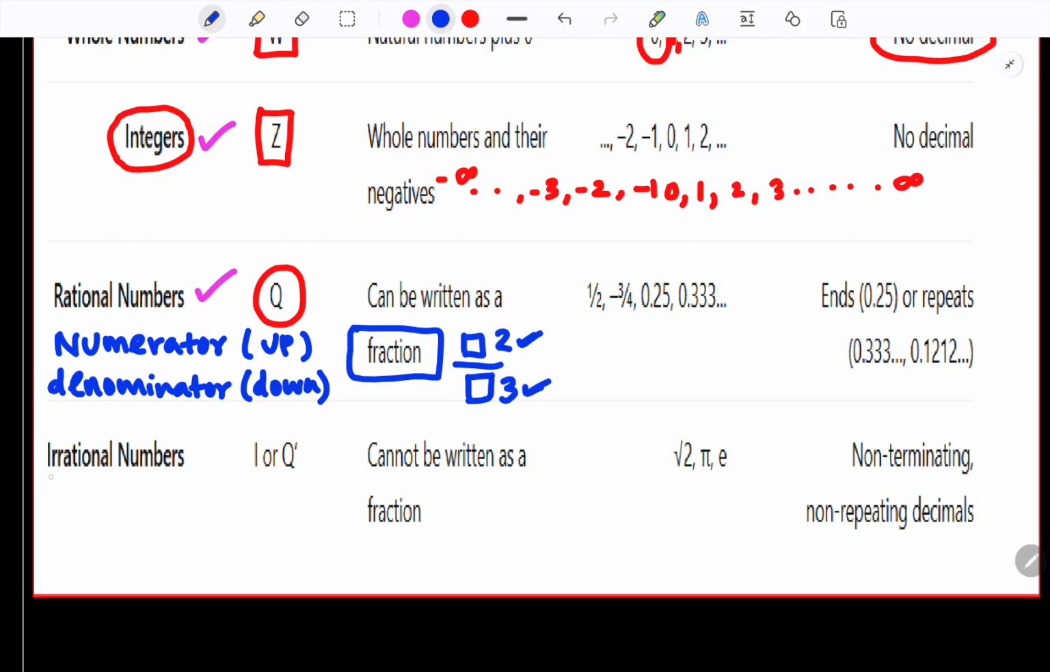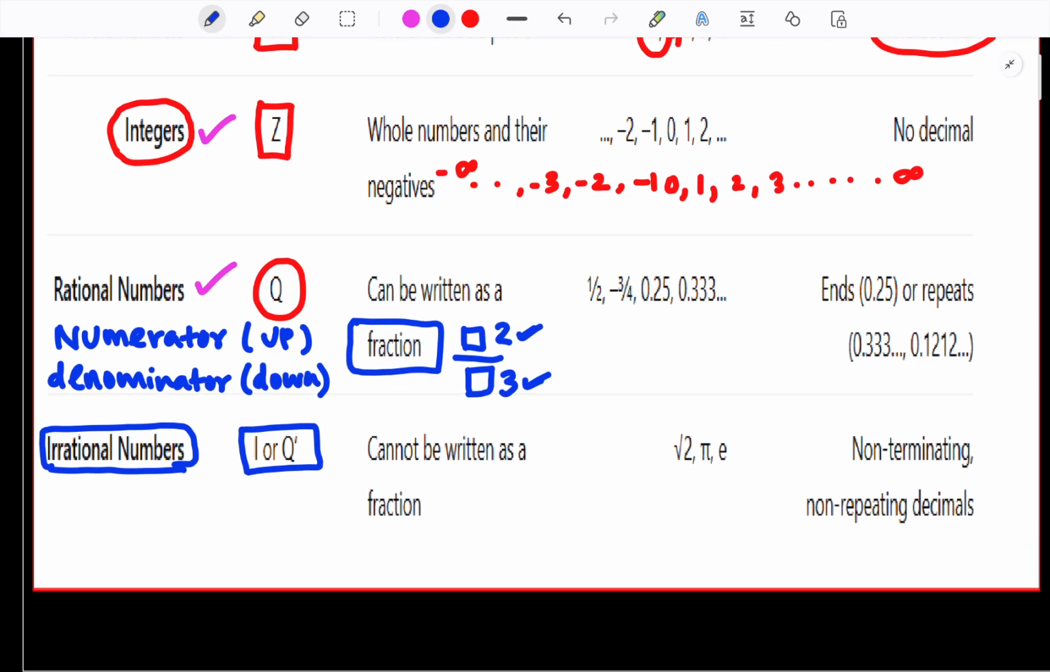Irrational numbers. It is very easy to define irrational numbers. You can write either I or Q; in some places we write I and in some places Q. Irrational numbers are the square root of any number which is not a perfect square. What do you mean by a perfect square? Root 4 is equal to 2, this is a perfect square. Root 9 is equal to 3, this is also a perfect square. So root 2, pi, e and everything like that are called irrational numbers.